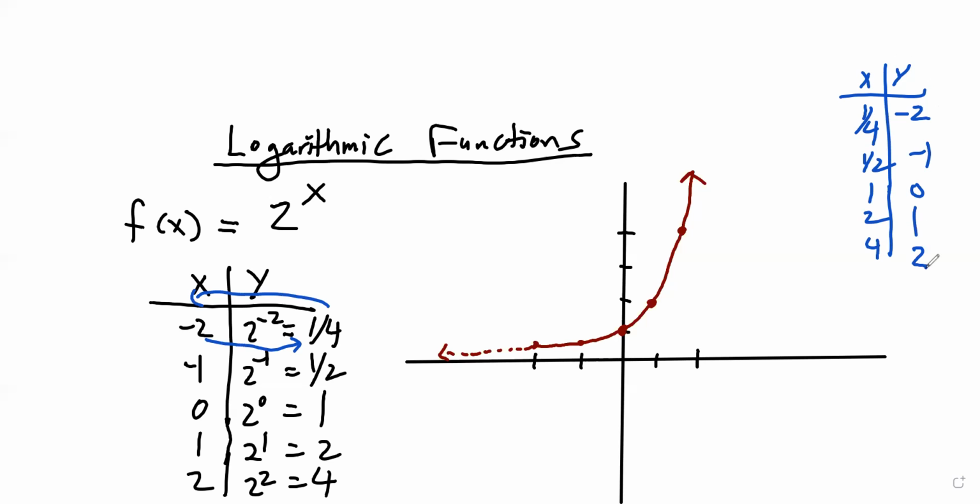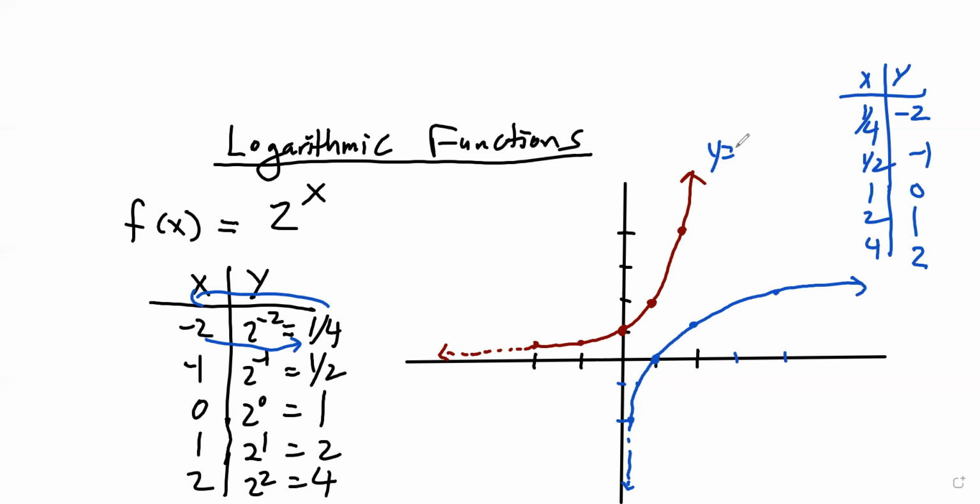And then if I plot these points now, I'm going to get something like this, right? So (1/4, -2) is going to be a point maybe right here, and (1/2, -1) is probably going to be a point right here. (1, 0) is right here. (2, 1) is right here. And then (4, 2) is right here. So you see, we're getting a graph like this.